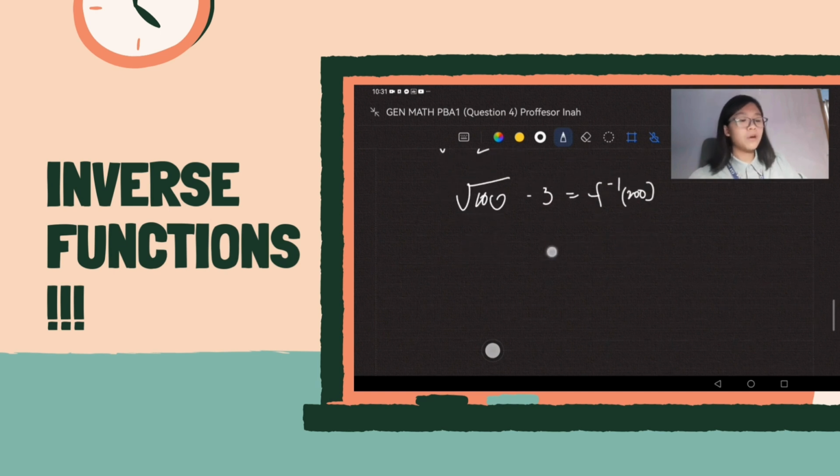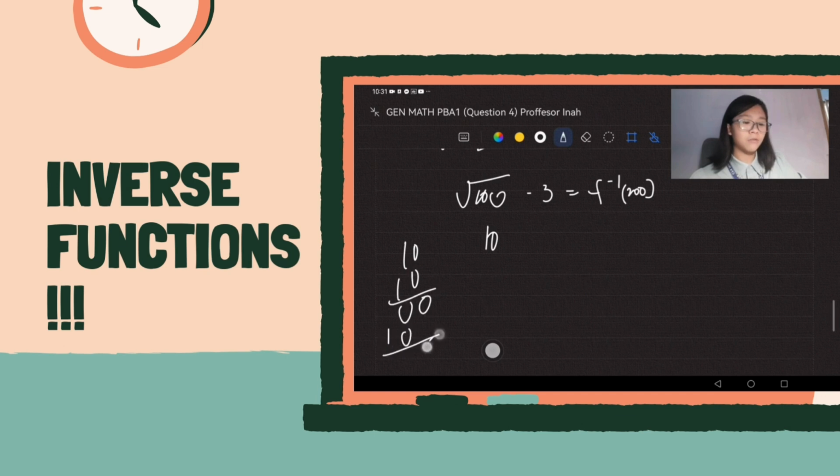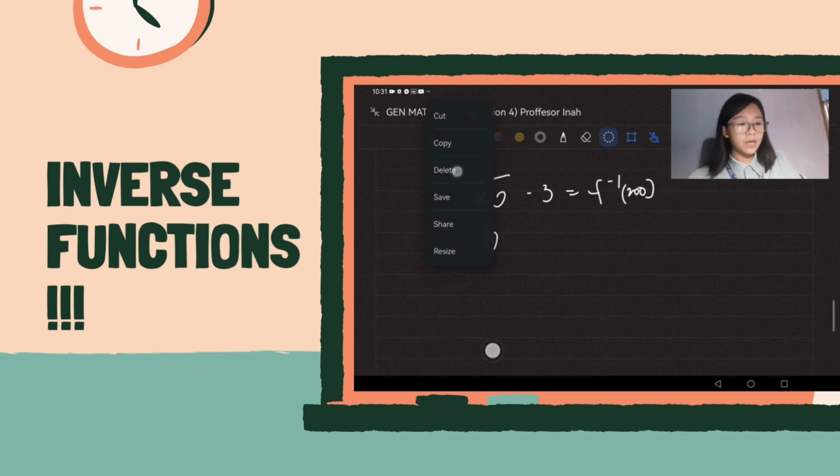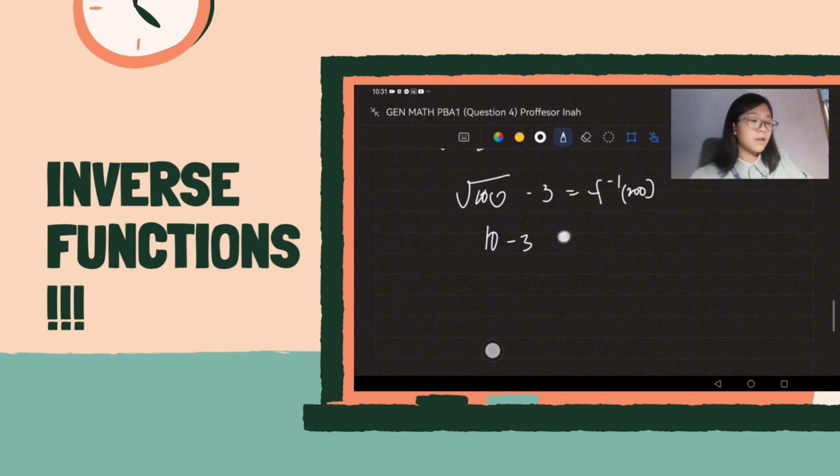And now we take the square root of 100. The square root of 100 is equal to 10, because 10 times 10 is 100. So, minus 3. 10 minus 3 is equal to... There we go, just rewrite this. 10 minus 3, that's 7. And that's the answer. The answer is 7.